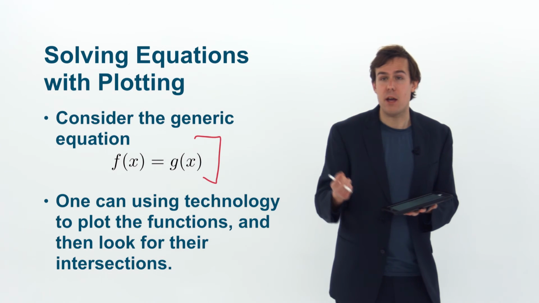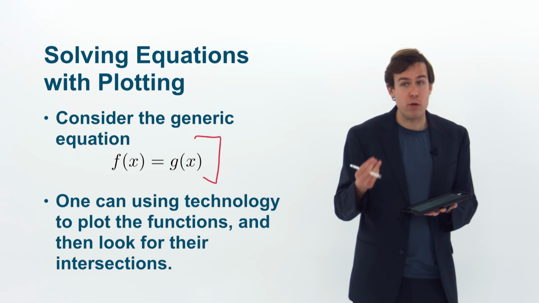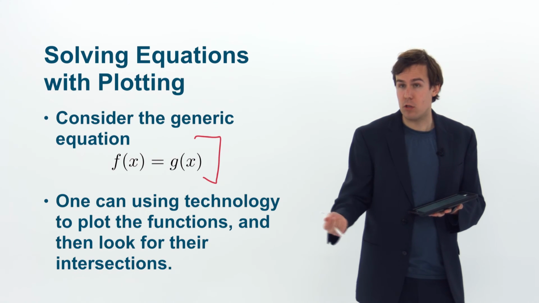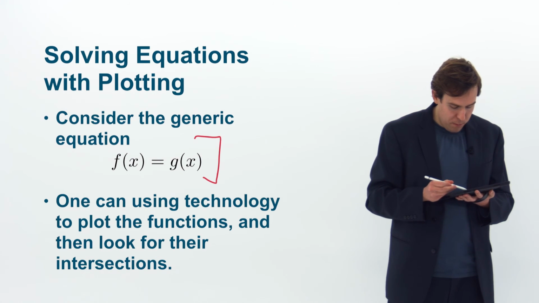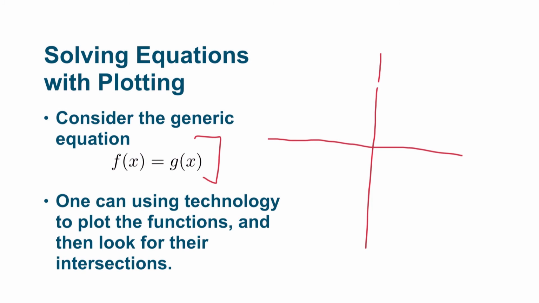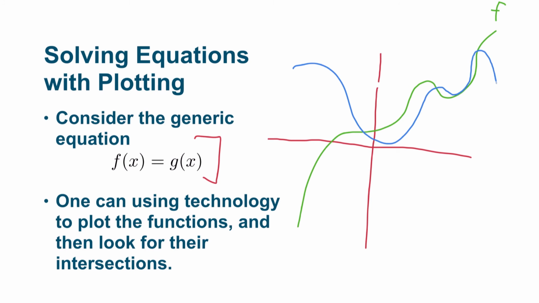The only point I want to make here is that you can use technology or your own abilities to graph to estimate the solutions or how many there are, just by looking for the number of intersections. So suppose here is f, and here is g. Then the intersections are simply the solutions to this equation.